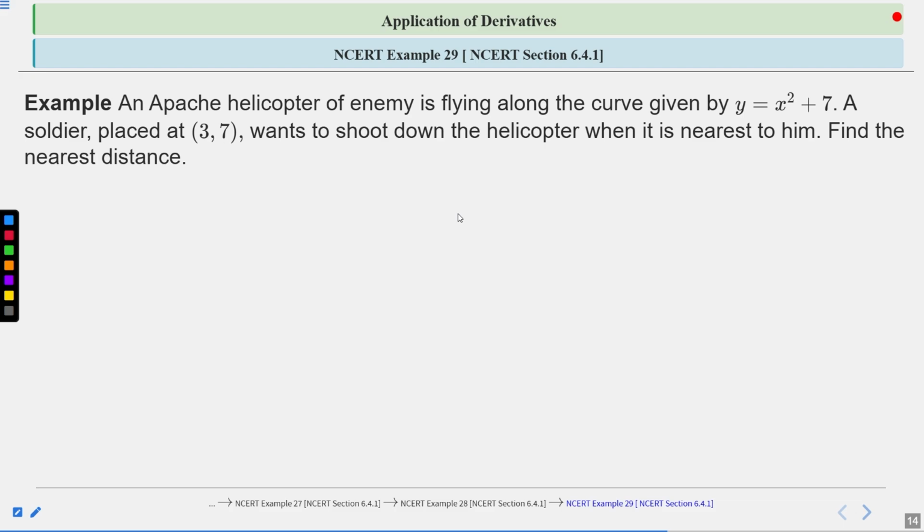So how can we find it? It is given that the helicopter is flying along the curve y is equal to x square plus 7, and a soldier is placed at the coordinate (3, 7), and wants to shoot the helicopter when it is nearest to him. So we have a curve y is equal to x square plus 7 and we have a point (3, 7), right?